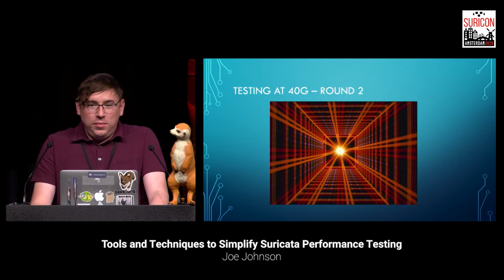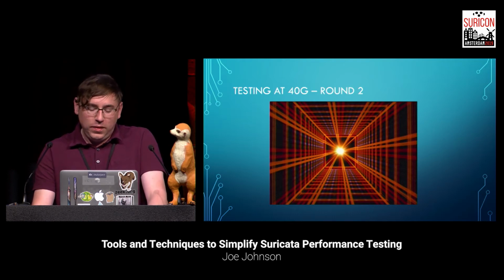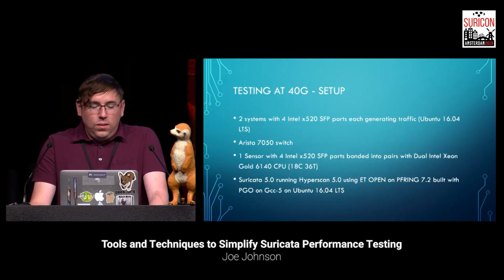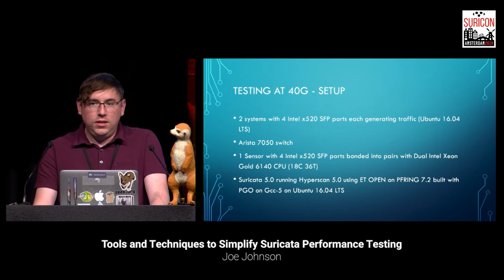So, as Peter mentioned, last year I was here talking about TRex and trying to get up to 40 gig reproducible testing. I didn't quite get it working in time last year. I do have it working this year. So let me run through the setup for that. So right now I've actually got, instead of one box, two boxes, each generating 20 gigs of traffic. Each one of them has 4 Intel 10 gig NICs built in.